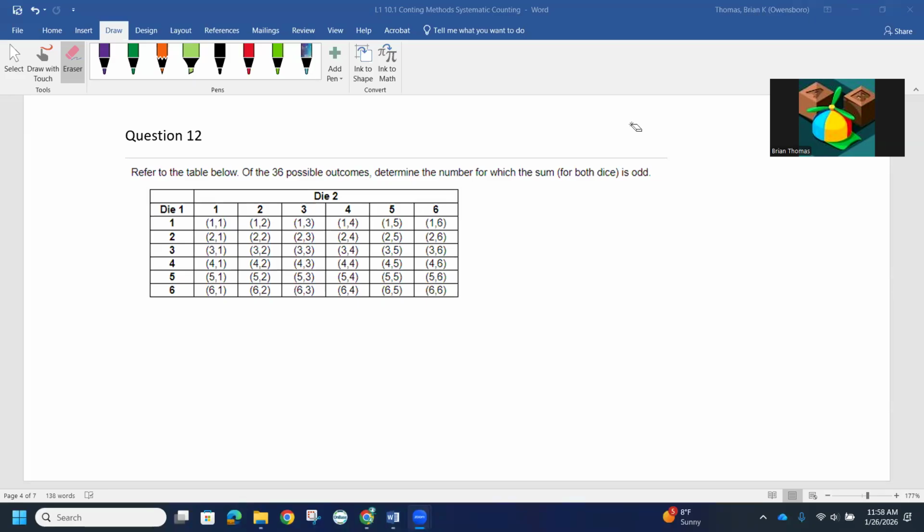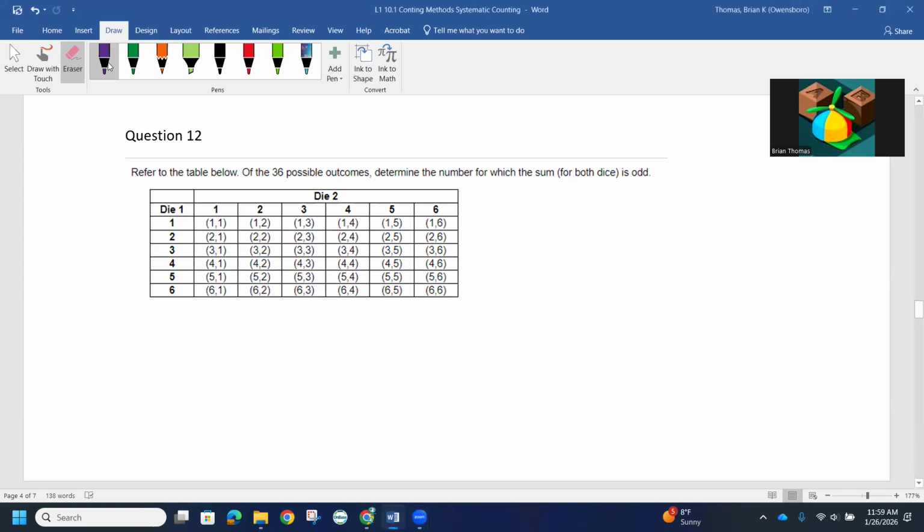When it comes to counting, a lot of times we work with dice. So we have a pair of dice here. Now these are your normal dice that have six faces on them. Just like when you play board games like Monopoly, you have a pair of dice, or we call those dice.